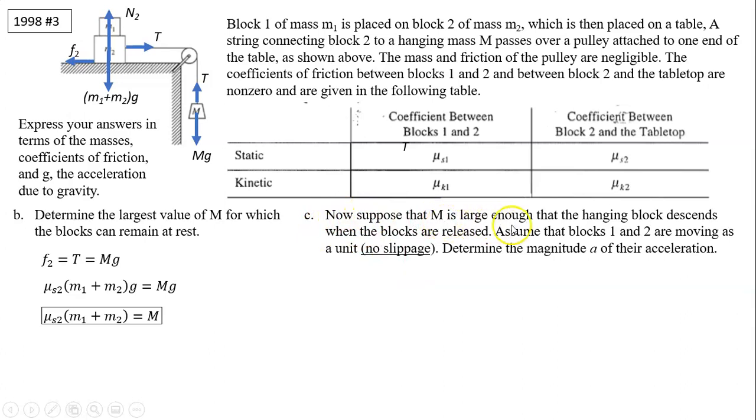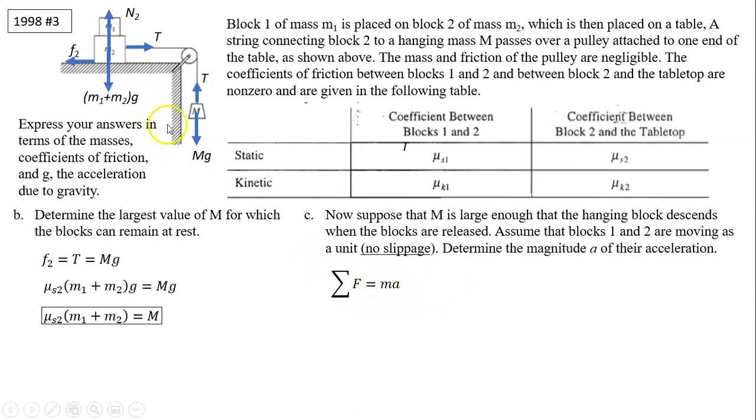Part C. Suppose M is large enough so that the hanging block descends when the blocks are released. Assume blocks 1 and 2 are moving as a unit. Determine the magnitude A of the acceleration. So here are the forces. To find acceleration we have to use Newton's second law, net force equals ma.